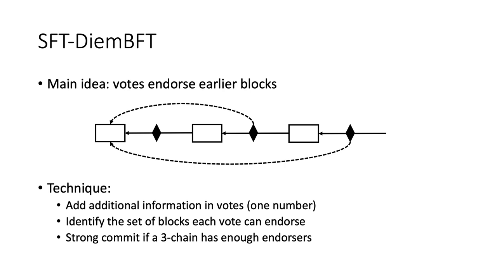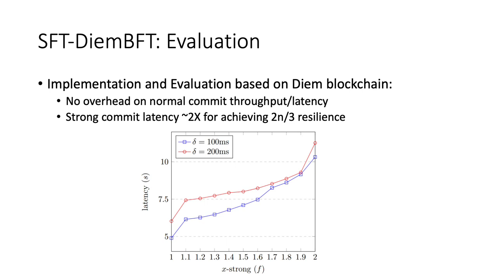We implemented and evaluated our protocols based on the open source Diem blockchain. We find there is no overhead on the normal commit throughput or latency. As for strong commits to achieve two-thirds resilience, the latency will be about two times that of the normal commit that only achieves one-third resilience. Thanks for your attention, and I'm happy to take any questions.